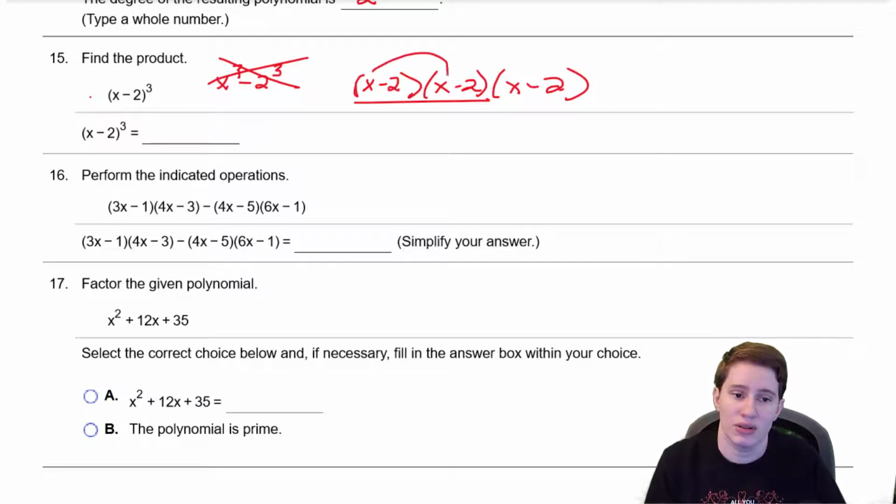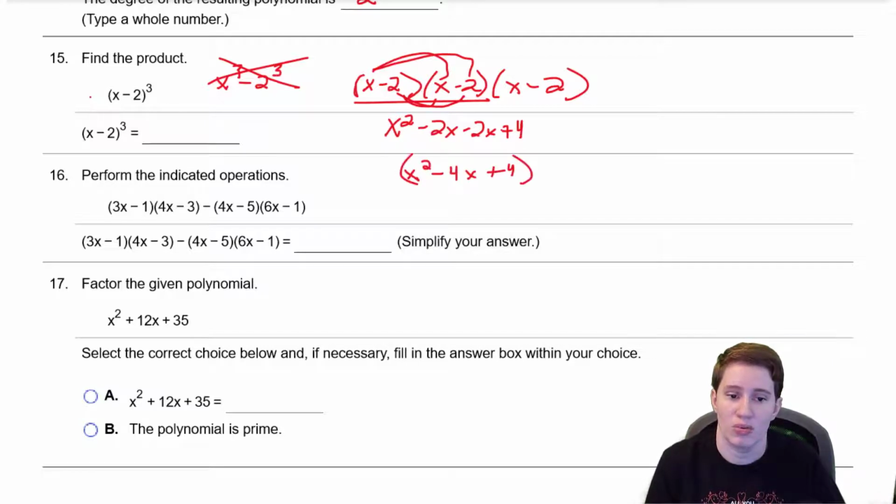So this is foiling, right? X times x is x squared, that's our first. X times negative 2 is negative 2x. Negative 2 times x is negative 2x. Negative 2 times negative 2 is plus 4. So we get x squared minus 4x plus 4, and we're going to multiply that by x minus 2.